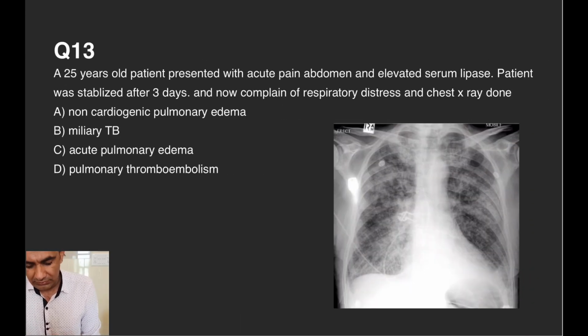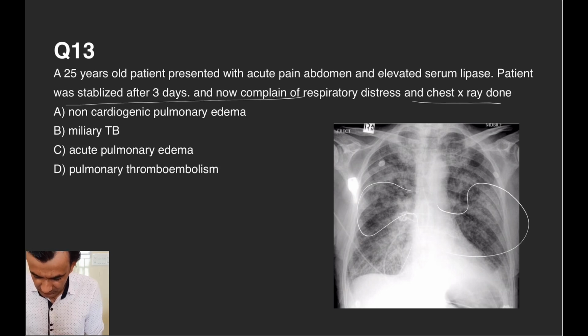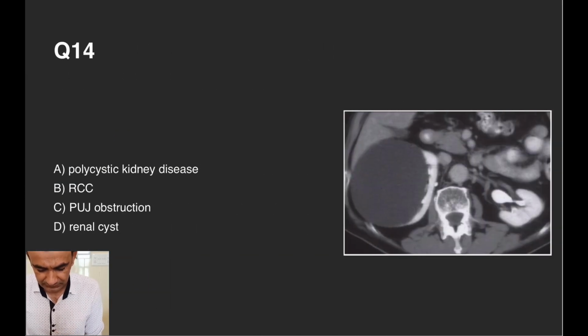Question number 13. A 25-year-old patient with acute pain abdomen and elevated serum lipase, patient was stabilized after 3 days and now complained of respiratory distress. Chest X-ray done. There is no cardiogenic pulmonary edema, there is whole lung filled edema seen. So this is non-cardiogenic pulmonary edema. This is not miliary TB. This is not pulmonary thromboembolism.